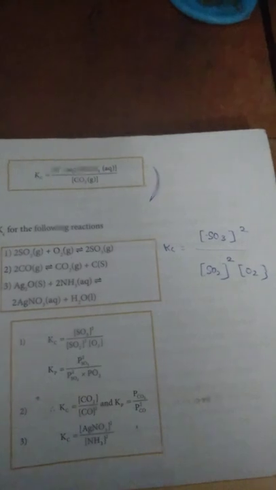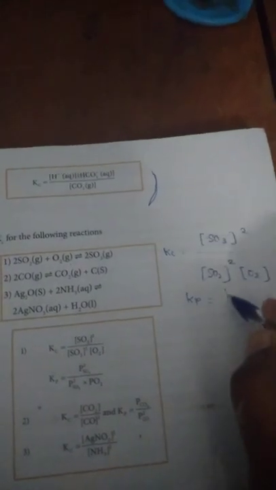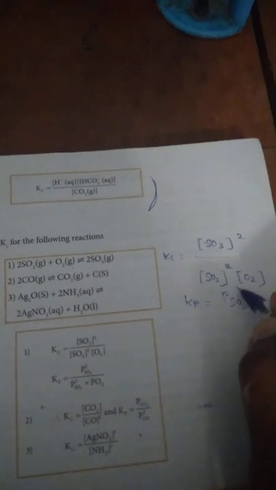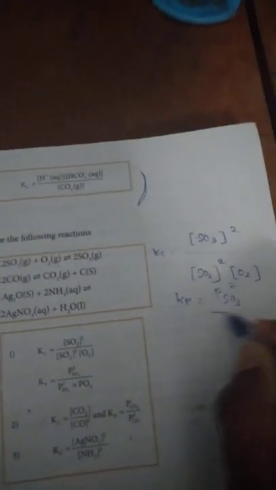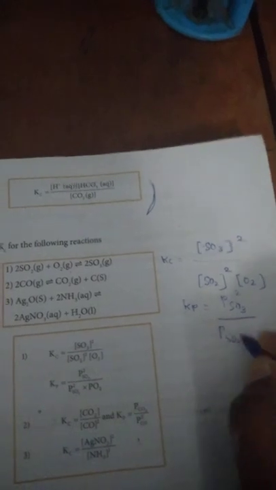Understand? This is Kc. Then how can we write Kp? Kp is equal to, instead of square brackets, introduce the term P. So P of SO3 power 2 divided by P of SO2 power 2 into pressure of O2. Understand?